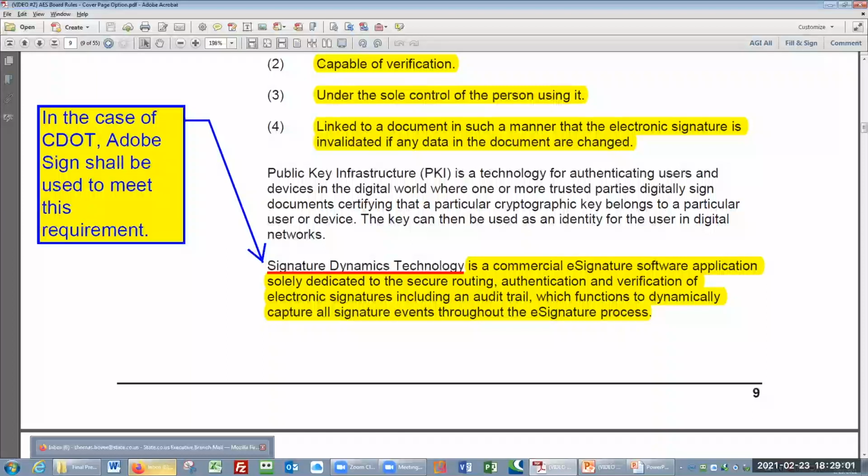And the note on the left, just what it says. In the case of CDOT, Adobe Sign shall be used to meet this requirement. Why? Because it meets them all. It's got an audit trail. It's totally secure. It uses an encryption technology that cryptologists refer to as SHA, a secure hash algorithm, which really reduces a document to a mathematical number. That's really what it does.